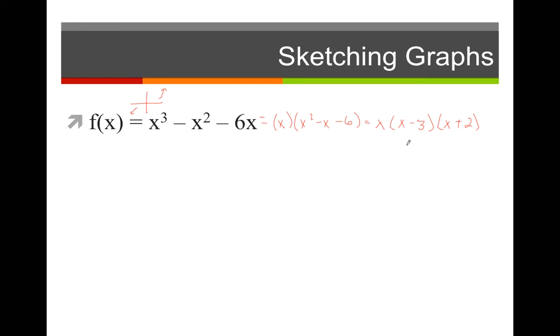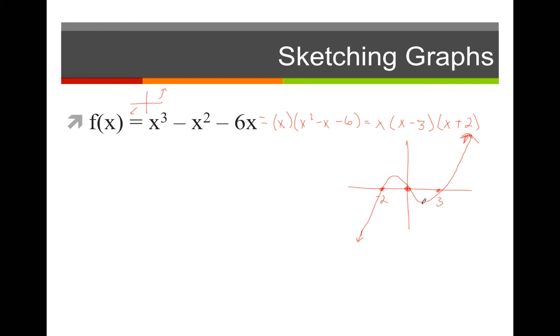And it looks like this. Well, that means I have x-intercepts of 0, of 3, and of -2. And since it's a cubic that goes down over here and up over here, I have to be able to connect my dots in such a way that I get my cubic to go like that, and that is a sketch of the graph.